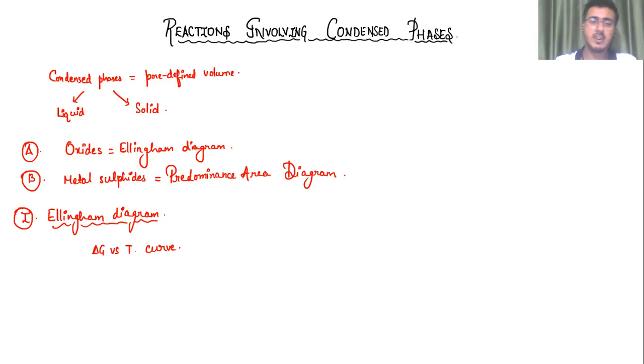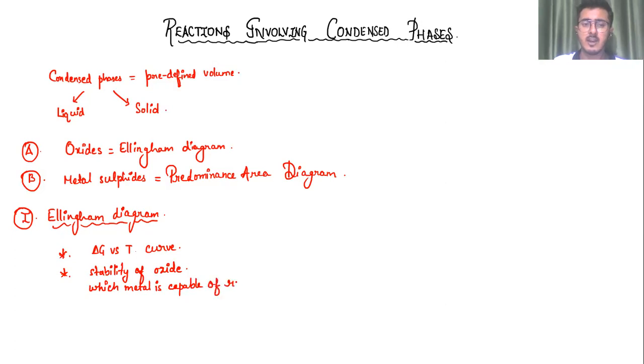Now what you need to know. If I give it to you in bullet points: the Ellingham diagram is used to calculate the stability of the oxide. Along with this, we also obtain which metal is capable of reducing other metal oxide.